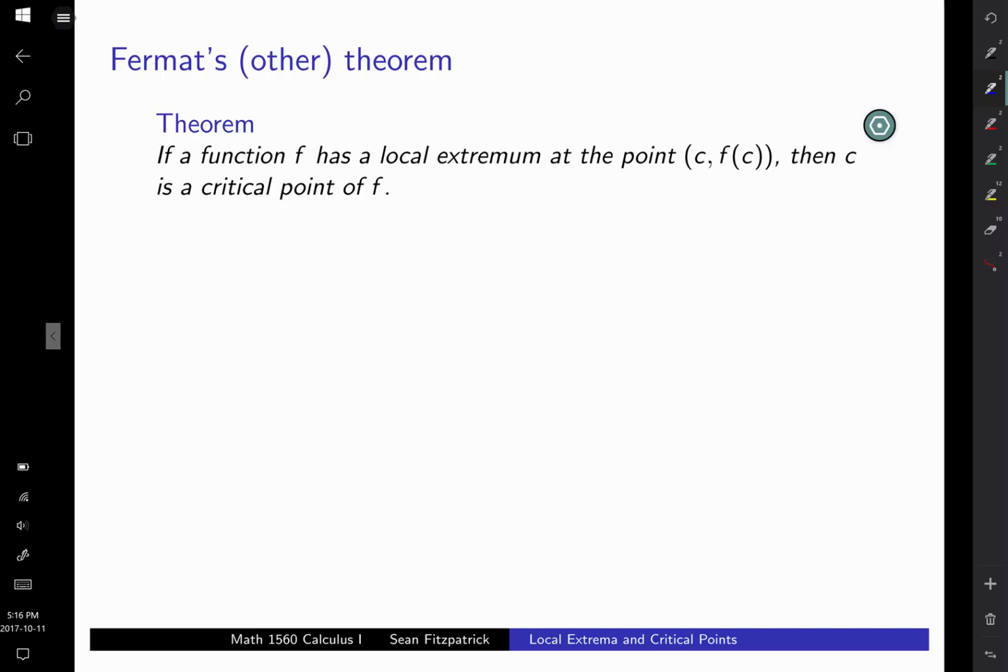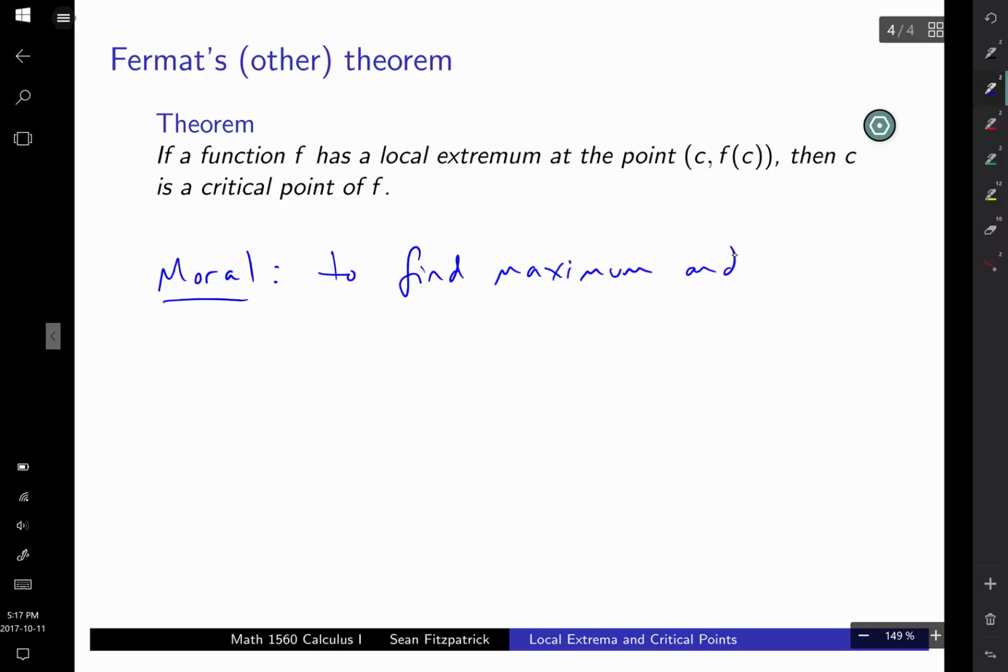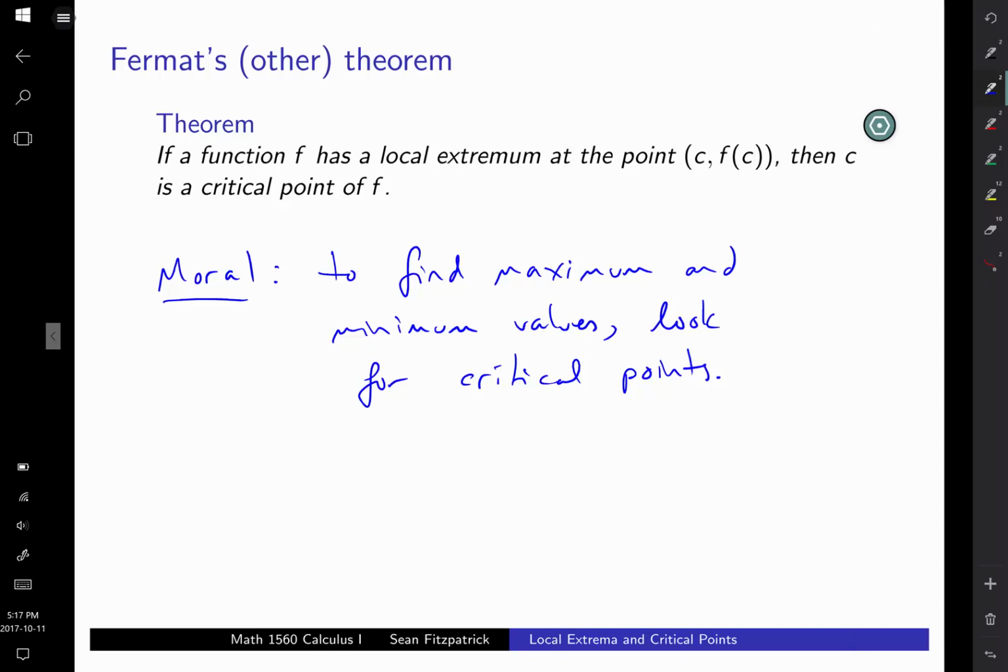But basically, the moral of the story, if you like, is that to find maximum and minimum values we should look for critical points. So the critical points are going to tell us where we might find those max and min values, at least those local max and min values. In the next video, we'll see how to solve the problem of finding absolute max and min values.